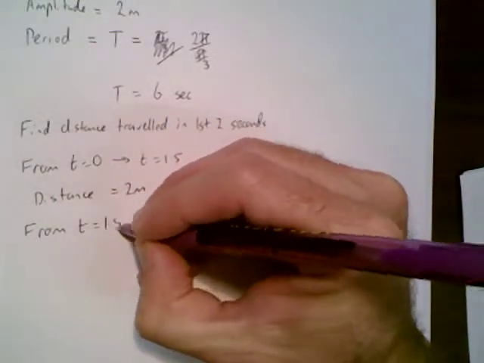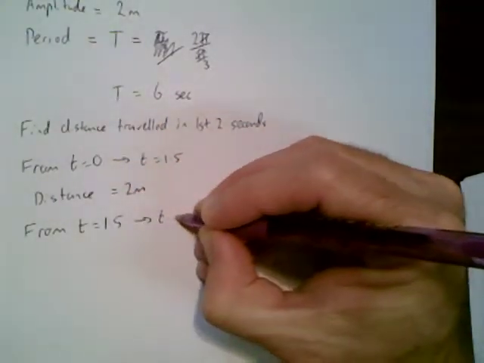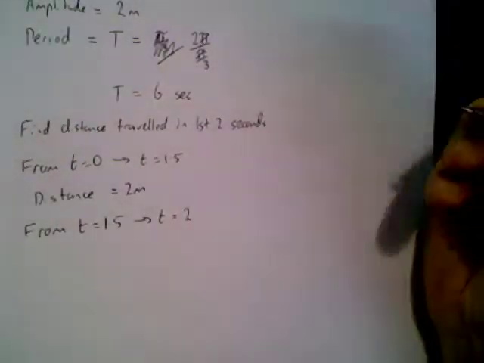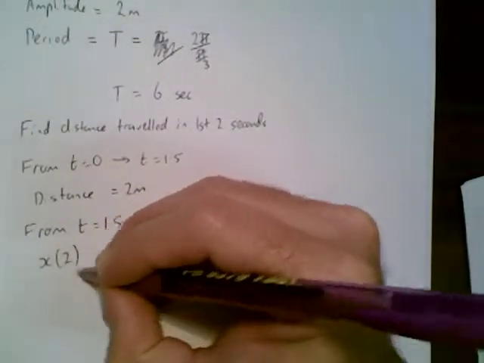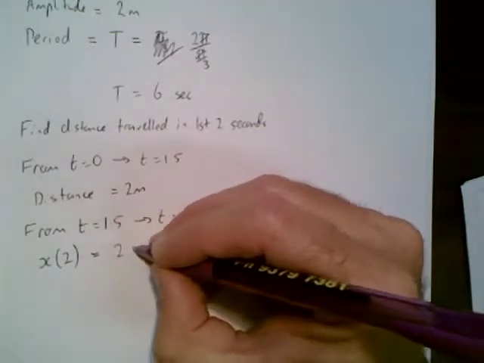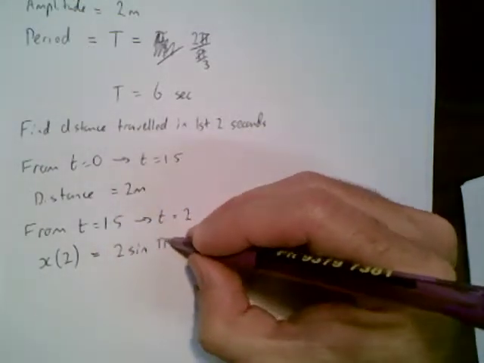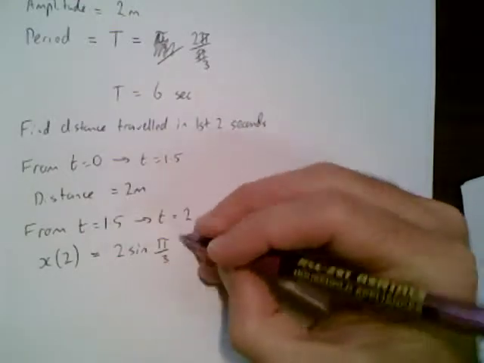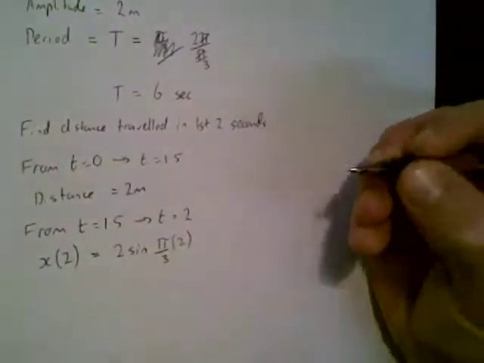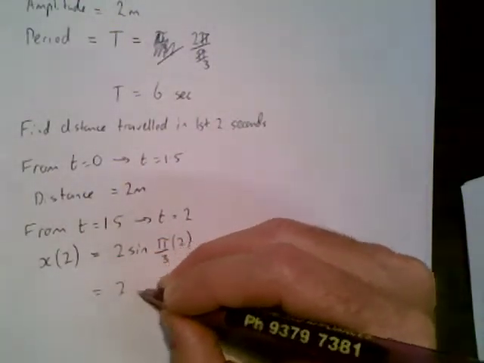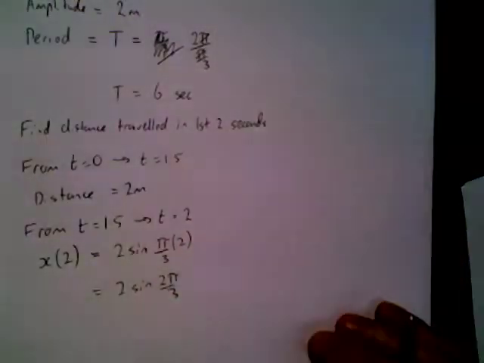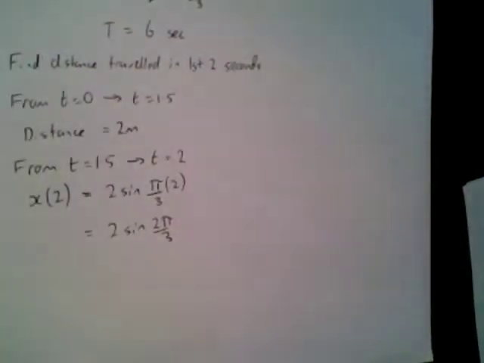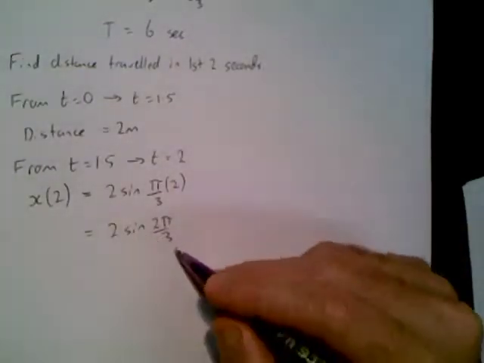Then we want to look at distance travelled from t is equal to 1.5 to t is equal to 2 seconds. So we just find the displacement at 2 seconds, x at 2, which will be equal to 2 sine pi on 3 times 2. In other words, we've got 2 sine 2 pi on 3, and we'll notice that that does give us one of our exact value quantities. So sine of 2 pi on 3.